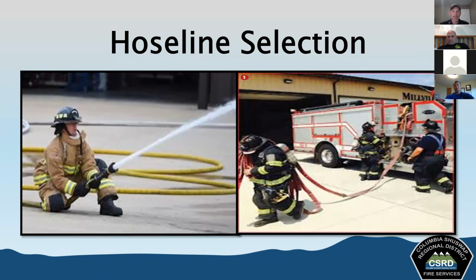So our backup hose line should be at least the same size and provide the same fire flow as the attack hose line. Whatever attack hose line was chosen, the backup hose line should be the same size and have the same rating.